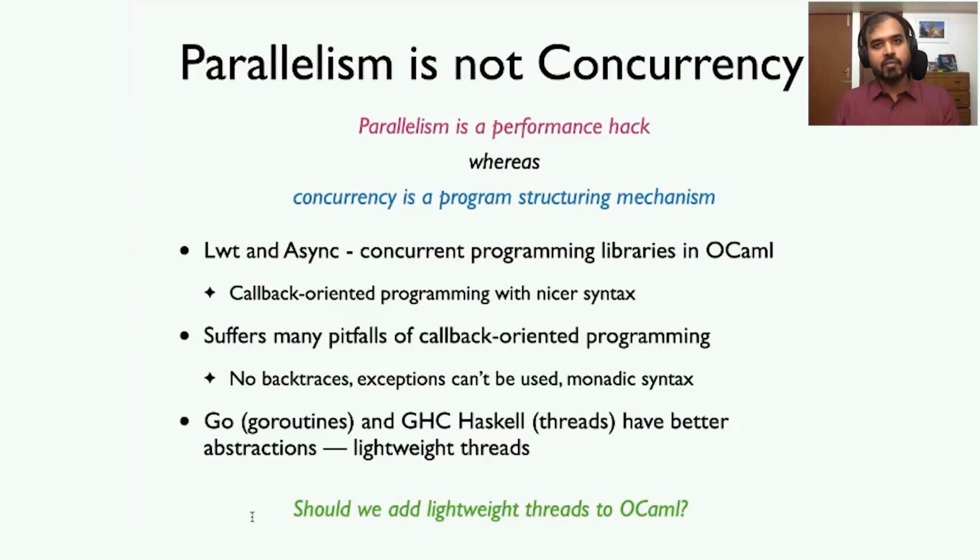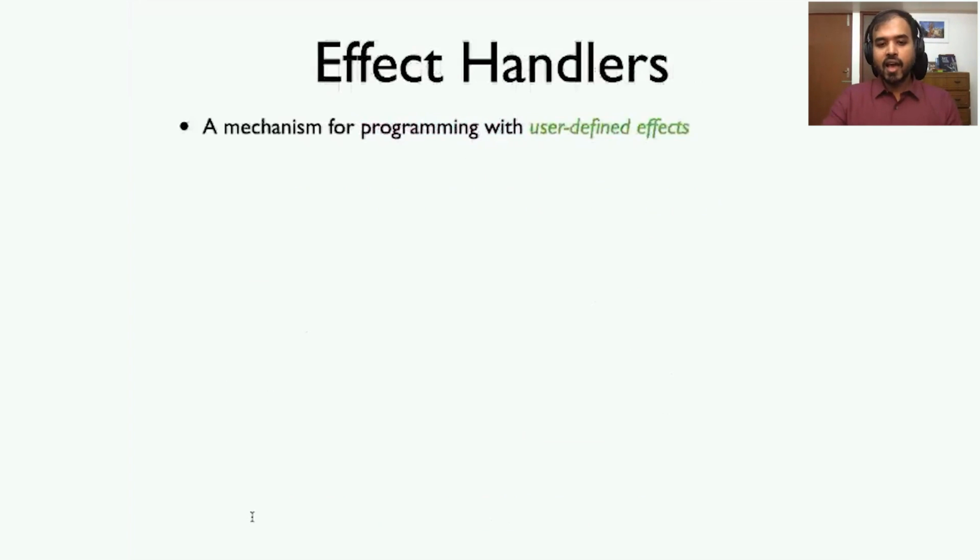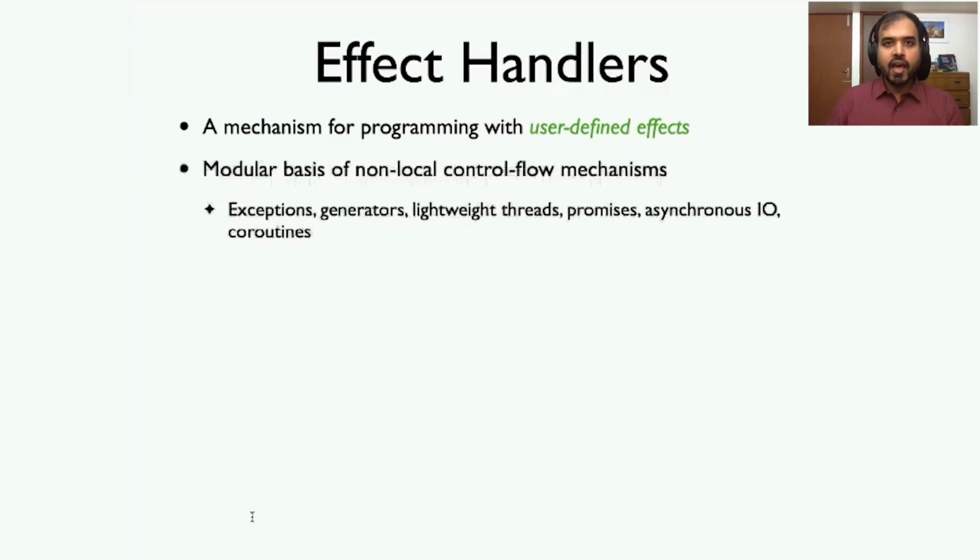Should we add lightweight threads to OCaml? That was the question we asked. And it turns out that we actually can. So we add what is known as effect handlers to OCaml, which is a mechanism for programming with user-defined effects. What effect handlers give you is a modular basis for programming with non-local control flow mechanisms, including things like exceptions, generators, lightweight promises, asynchronous I/O, and coroutines. By adding this one primitive to the language, you can implement all of these other primitives as libraries, right? So this makes the compiler smaller, but also lets you experiment with new abstractions if you want to. We don't bake it into the language, right?